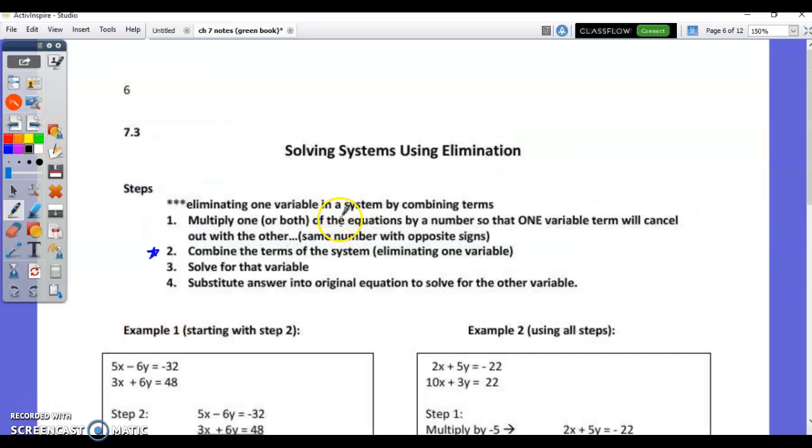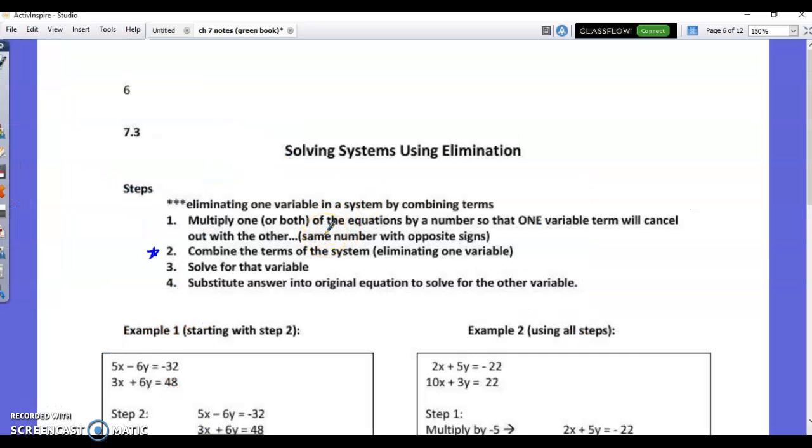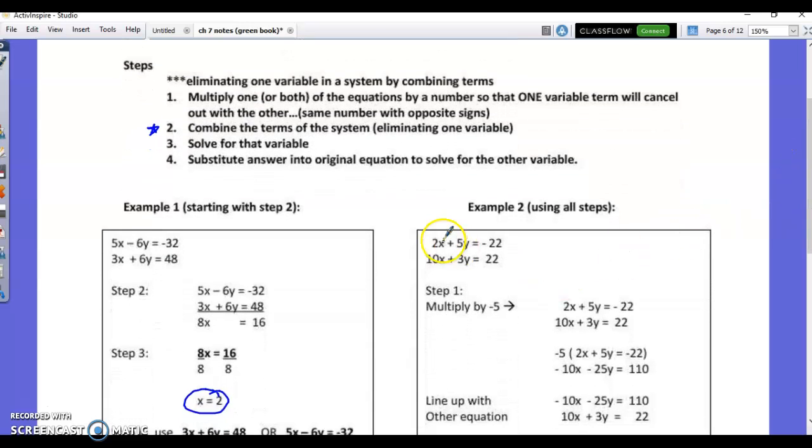Okay, so this is part 2 and 3 of solving systems using elimination. So in the previous video we talked about when a term already cancels out. In this one we're talking about when they don't cancel out. So I can't add 2 and 10 and 5 and 3. I can, but I'm still dealing with two variables that don't cancel out.